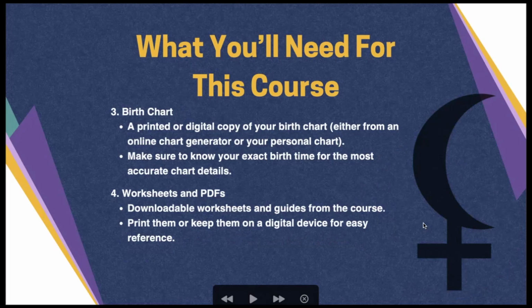Next, number three, your birth chart. A printed or digital copy of your birth chart, either from an online chart generator or your personal chart. Make sure to know your exact birth time for the most accurate chart details. Listen, you have to know your exact birth time. It can't be, oh, I think that I was born at 3 o'clock. Oh, I think my mama said once that her sister told her that she remember I was born at 4. No, no, no. You need your exact birth time.